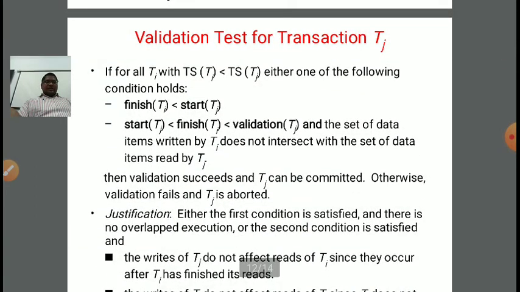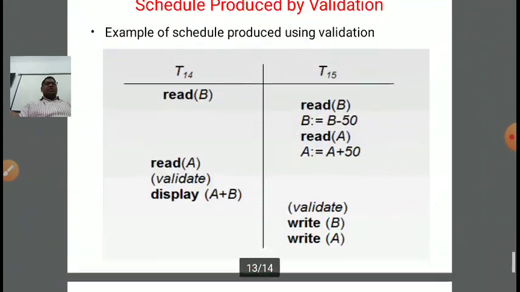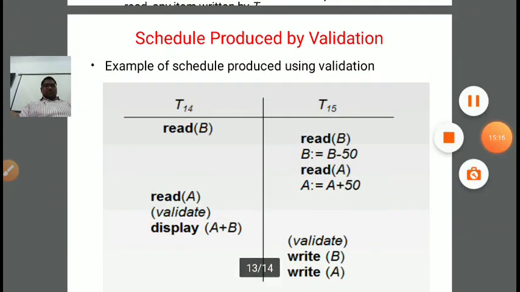So there is a condition that must hold in the validation test for transactions Ti and Tj: finish of Ti should be less than start of Tj, or start of Tj should be less than finish of Ti, which is less than validation of Tj, and the set of data items written by Ti does not intersect with the set of data items read by Tj. So in this manner we can perform the operation of the validation based protocol.